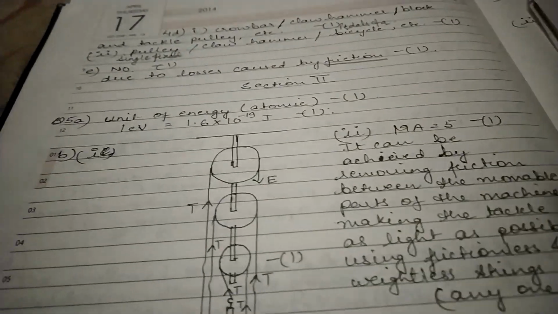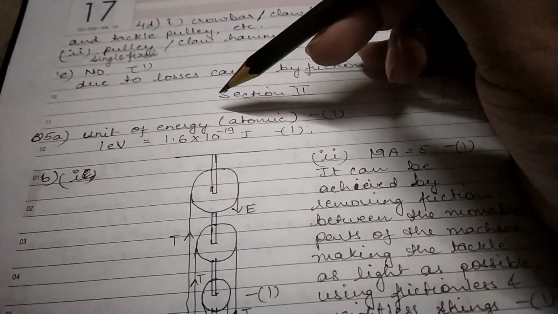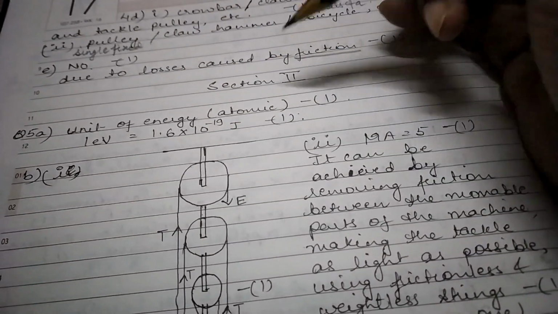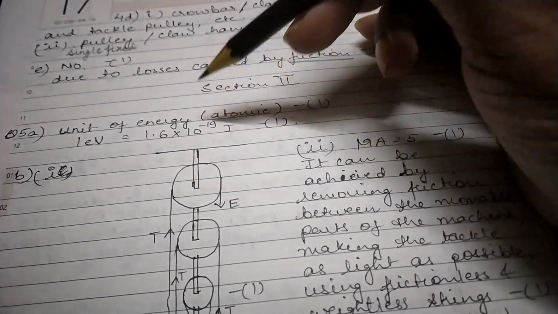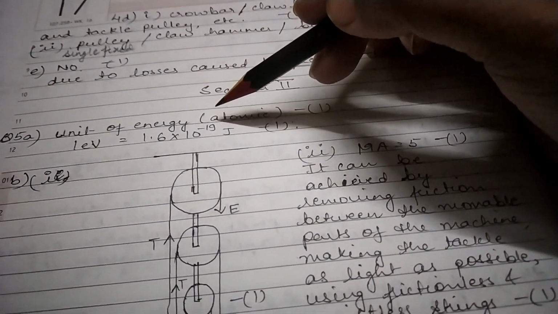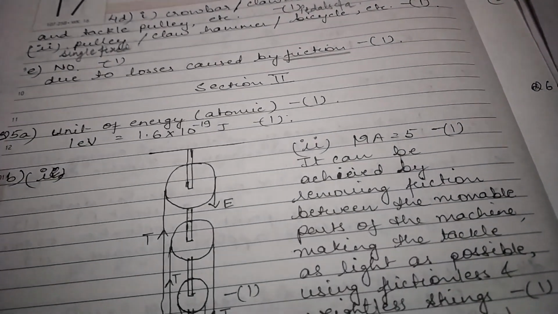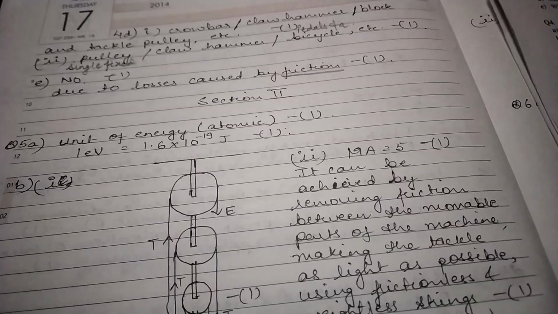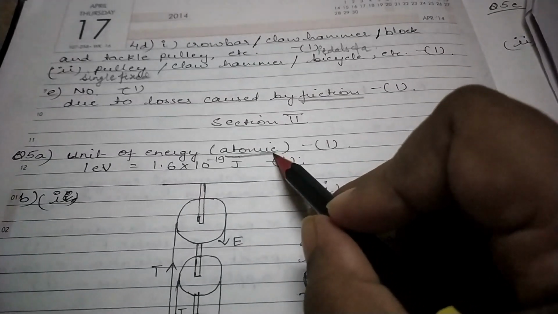So the physical quantity to which this unit electron volt is related is energy definitely, but not all types of energy, but specifically the atomic energy. Now children, if you wrote only energy in this answer, then it will not be marked as a correct answer, because electron volt you do not use for heat energy, sound energy or any other type of energy. So the word atomic has to be there in your answer.